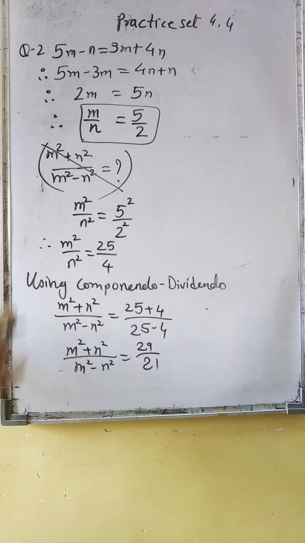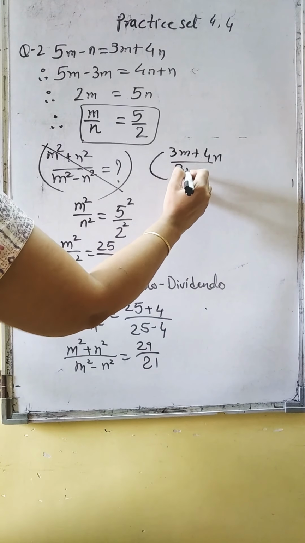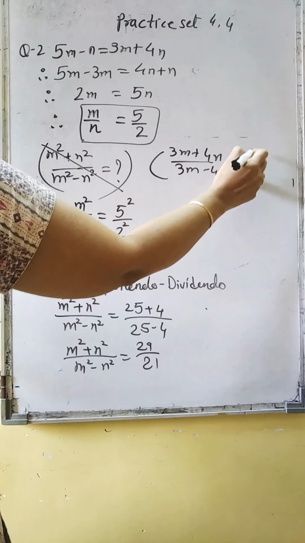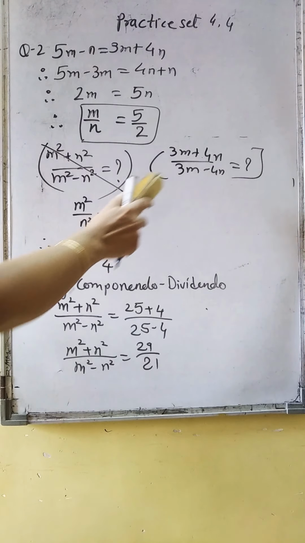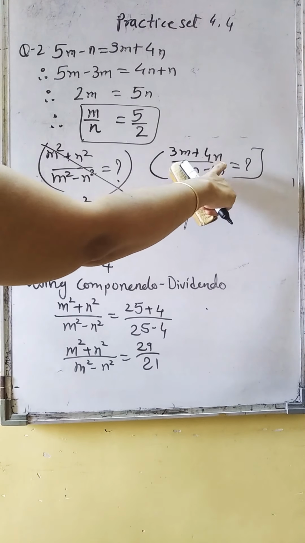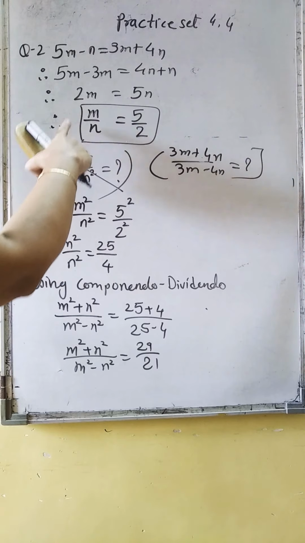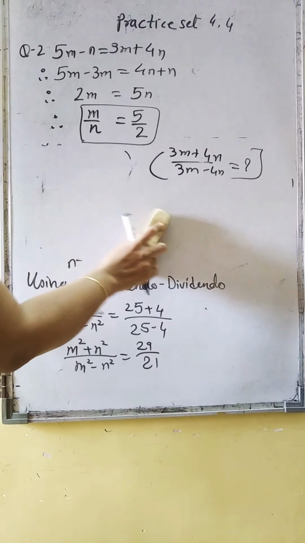So what is the next part? What you have to find out? You have to find out 3m plus 4n upon 3m minus 4n is equal to how much? Now children, can you tell me how will you go about it? See the question, analyze the question, and let me know. With m I want 3, with n I want 4. So I will try to do multiplication here, and whatever I do here, same thing I have to do here also. So let us begin.